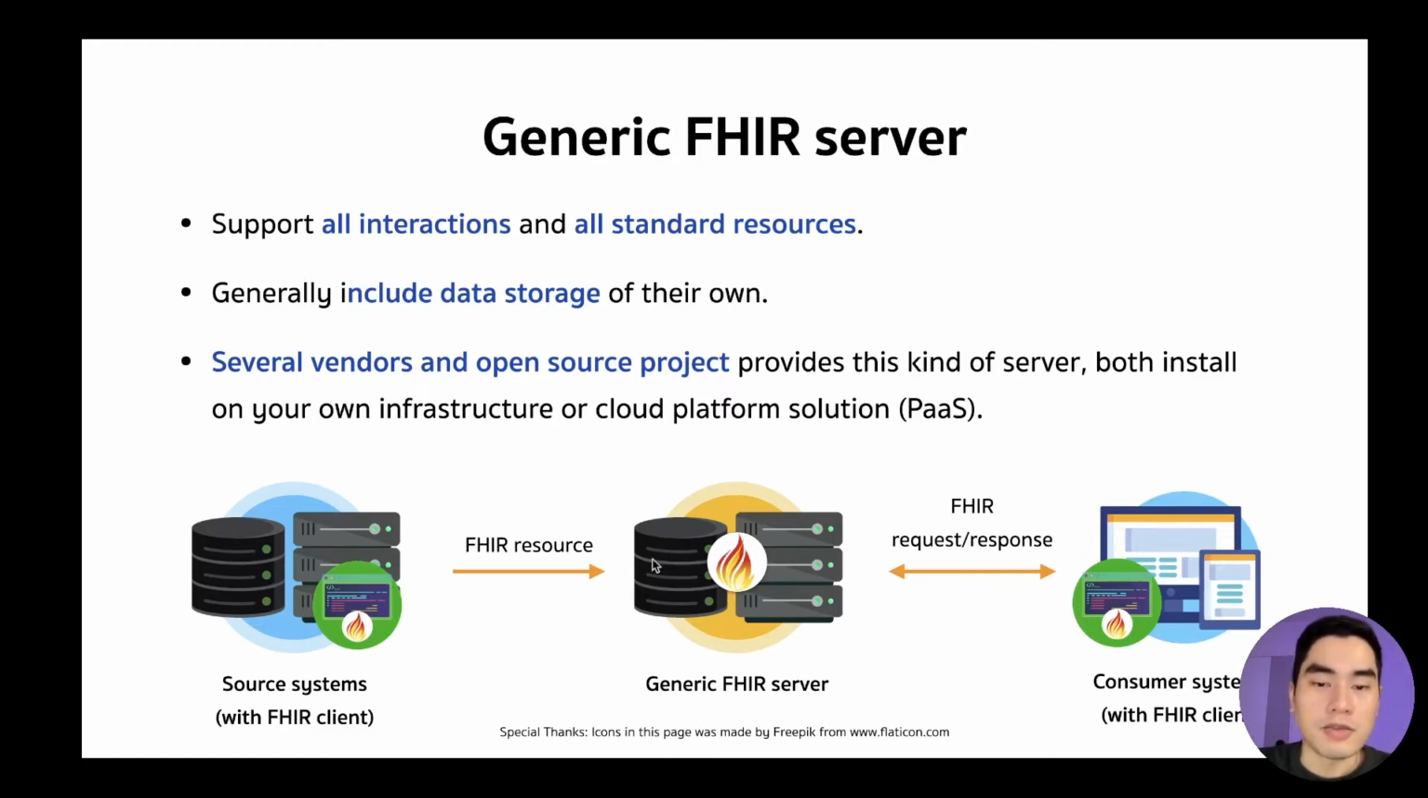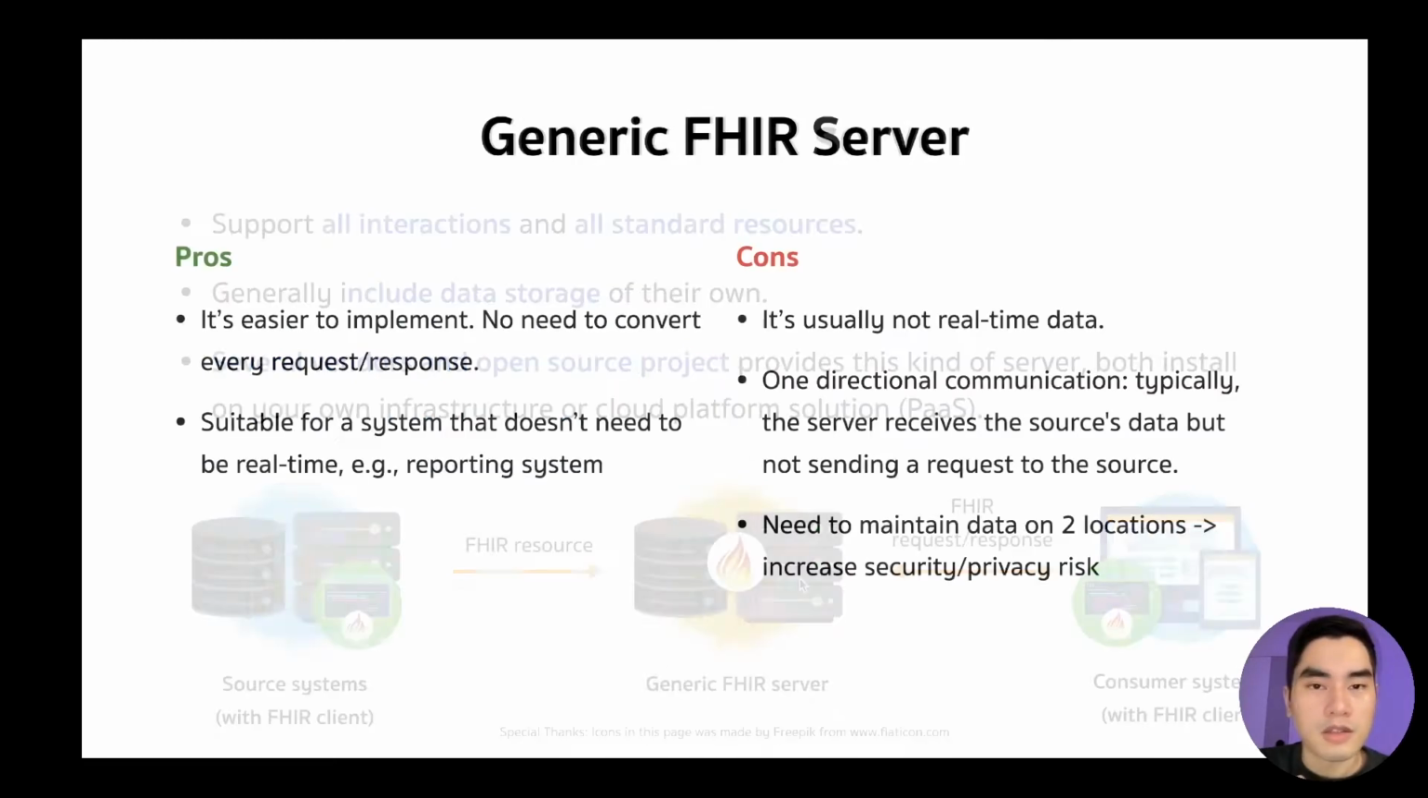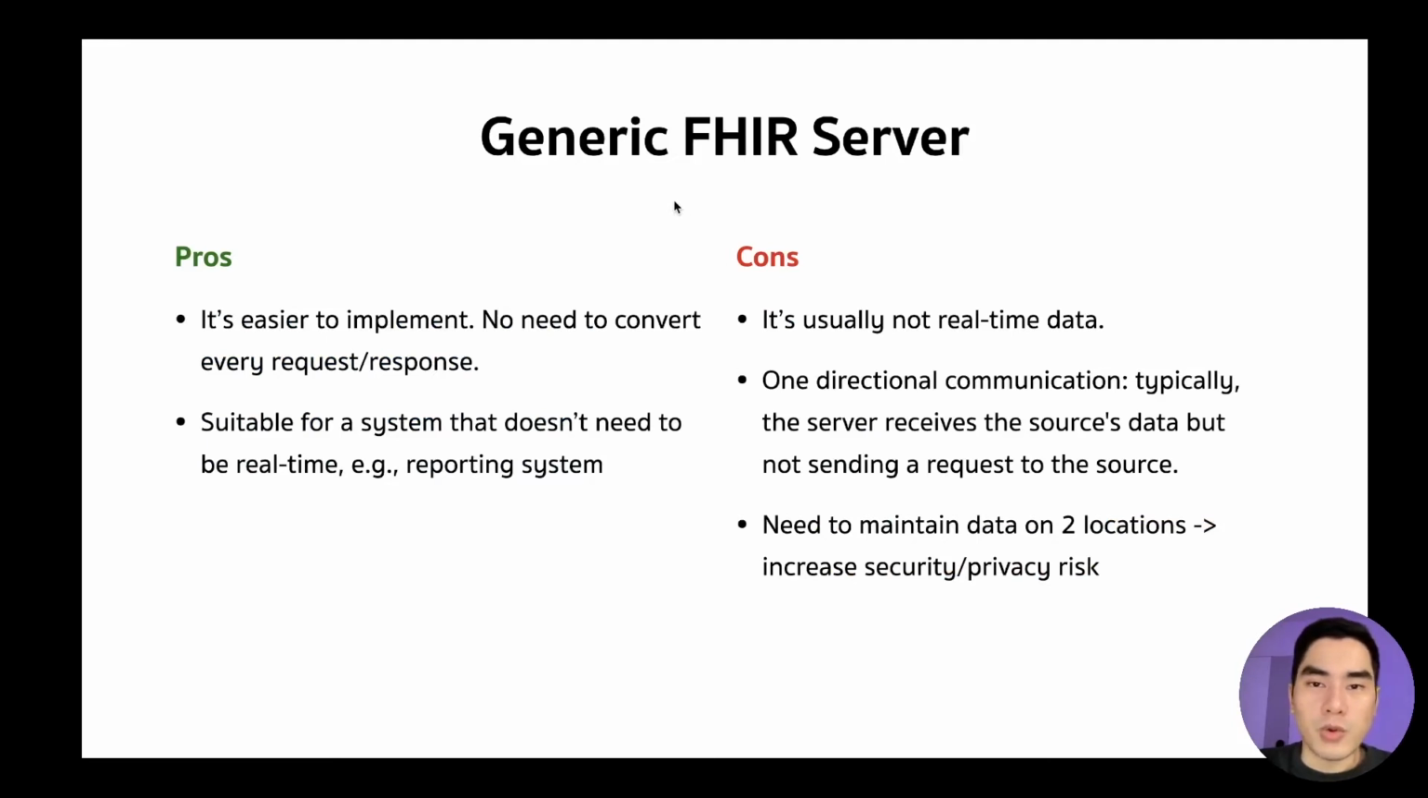The key concept is that it has two copies of data, from here and a copy to here, in a FHIR data model. And then when the consumer wants to get that data, they make a FHIR request, and this responds with a FHIR resource back to the consumer system. So they communicate with a middleman. This guy is a middleman. So this is the pro and con of a generic FHIR server.